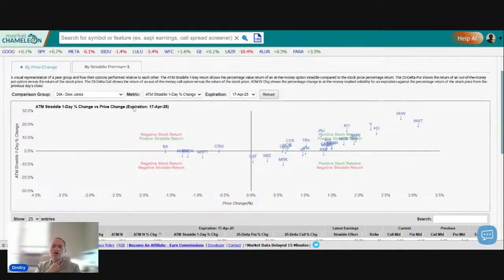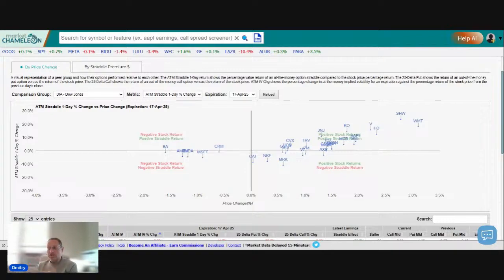Since we are comparing option premiums, we do have a few different metrics to select, and that's this drop-down menu. Here we could look at the at-the-money straddle one-day change. How much did the straddle change from the previous day? The idea there is we look at the particular expiration that we selected, which is over here. It's defaulted to April 17th, but you could drop this down and select a different option expiration. Let's keep it on April 17th.